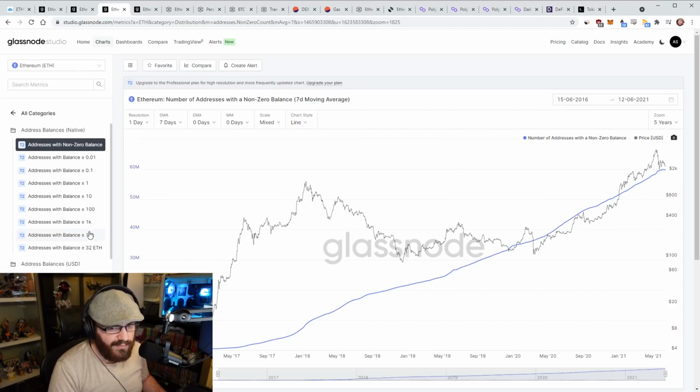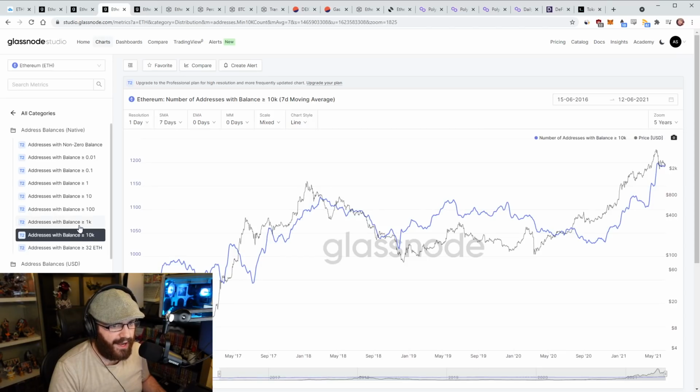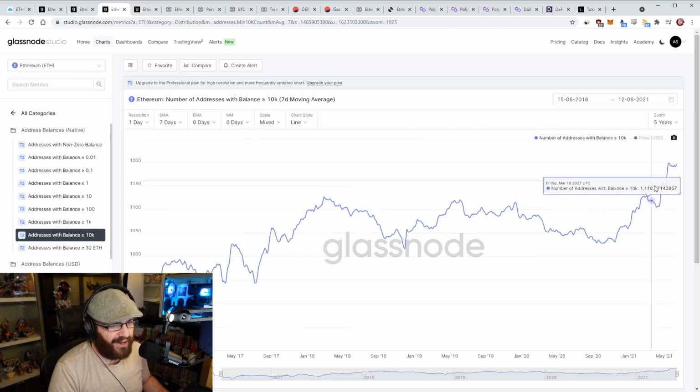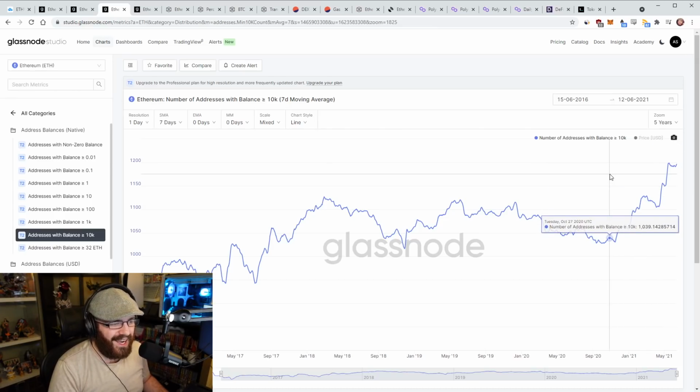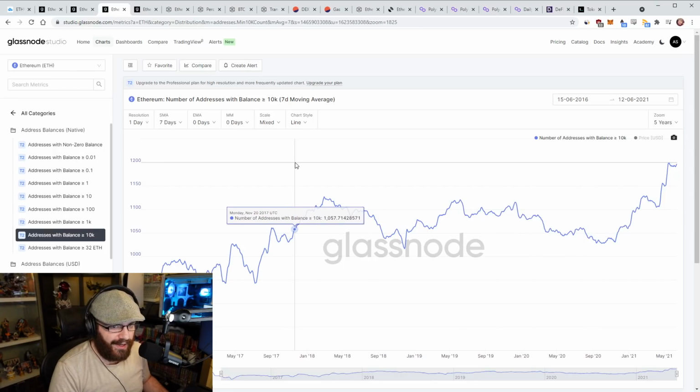So still good to see that the whales are in the game. All these people panic selling their ETH are probably selling them to whales. This is the way the game works. These whales have more money, and they're happy to take on, I guess, more risk here. So yeah, still good to see that.